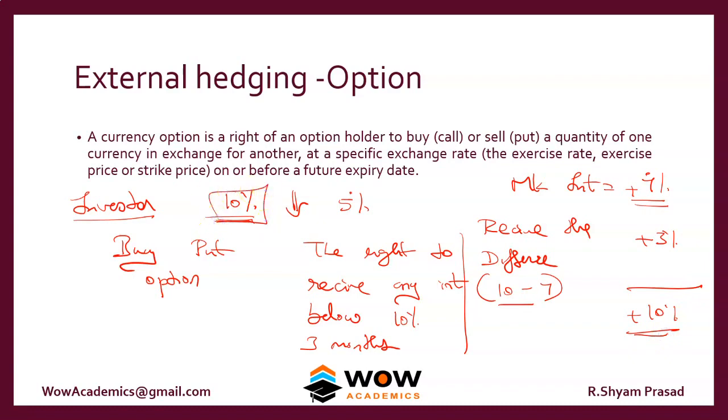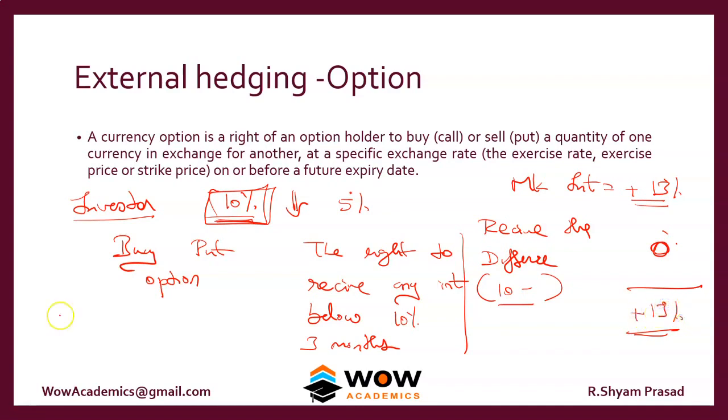But we will also look at a case where things are not like that. Example, the market interest rate, rather than going down, has gone up and it has gone to 13%. Okay, 13%. Now, will they receive the difference? No. As the option has gone against them, they will allow the option to expire. So still they will get 13%.